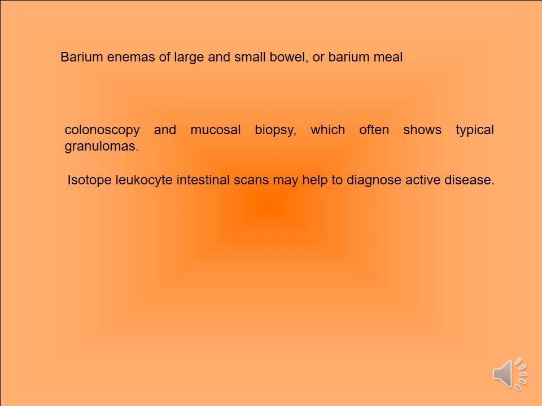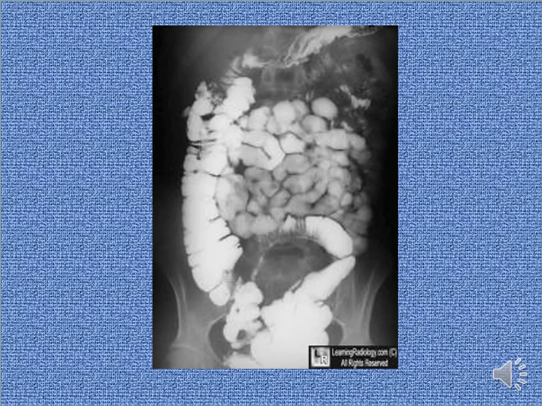Barium enema of the large and small bowel, or barium meal for the ileum, or barium enema for the cecal region. Colonoscopy and mucosal biopsies often show typical granulomas. Colonoscopy of the colon that goes to the ileocecal region allows you to examine, take a biopsy, or treat this condition. Isotope leukocyte intestinal scan may help to diagnose active disease.